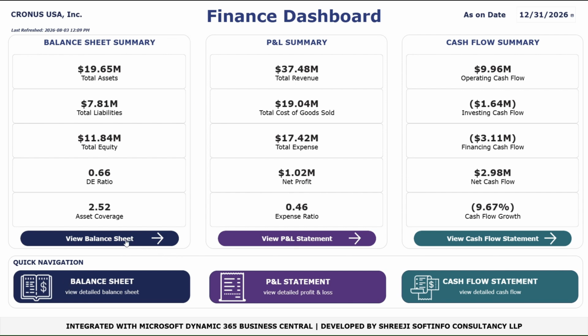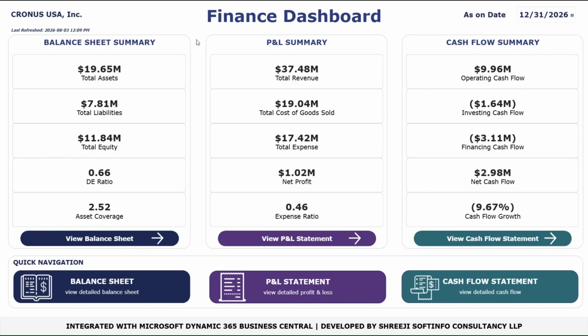This is the Finance dashboard, the central landing page of the application. At the top of the dashboard, you can view your company name and reporting date at the right corner, ensuring that you're always analyzing the correct financial data. The dashboard is divided into 3 key financial sections, giving management a complete overview of the organization's financial performance.